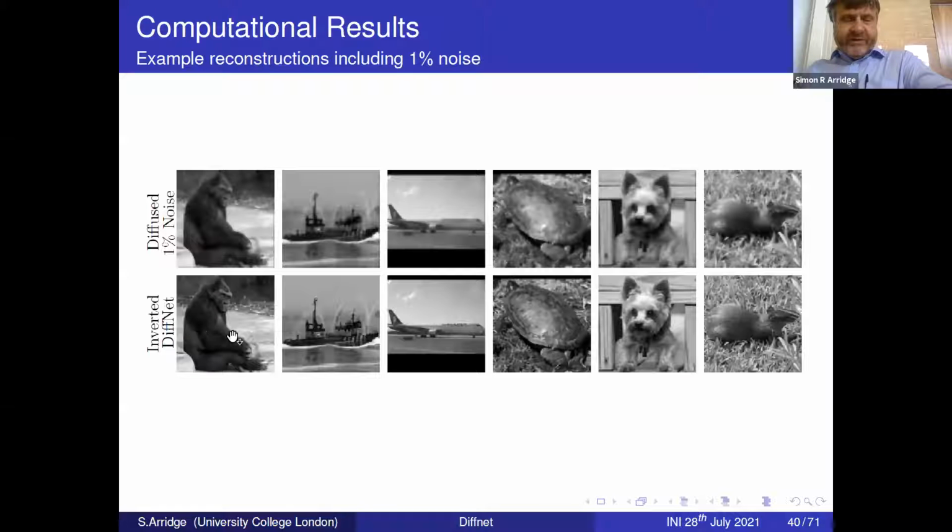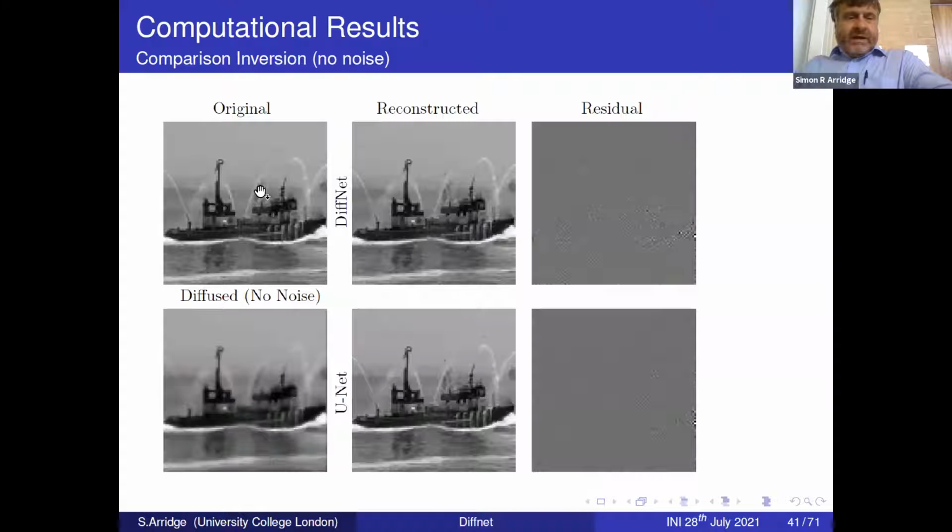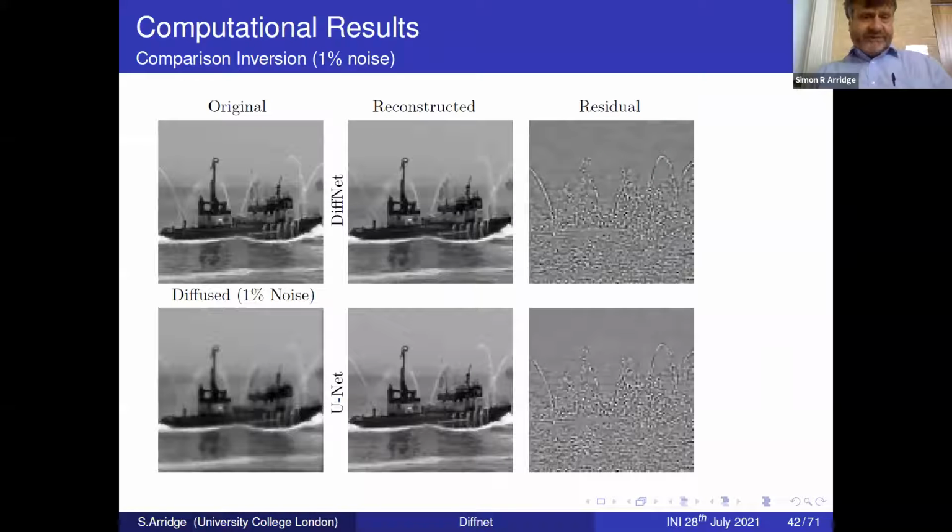And then we add noise, and then we use the network to invert. You can see that it's qualitatively doing a good job. Here's the original, reconstructed, and the residual, and here we compare with a standard UNet architecture, doing the same job of taking the pairs of the original and the diffused image and training a UNet to invert it. And of course, they look qualitatively very similar. So the question is, what differences can we see? Sorry, that's no noise here, with 1% noise.